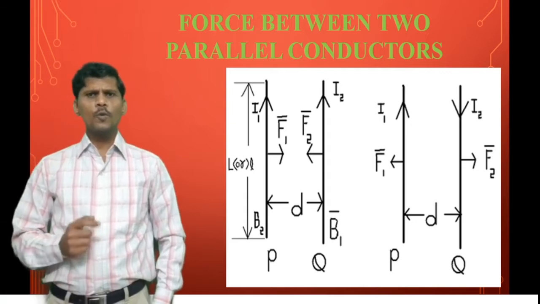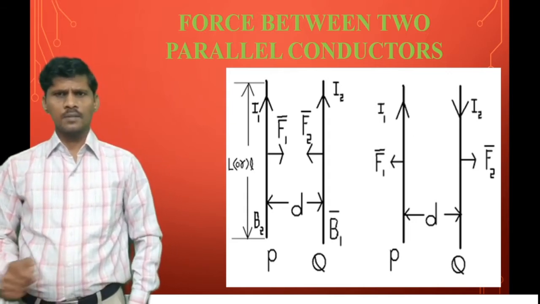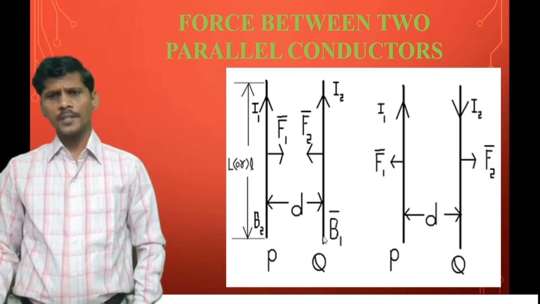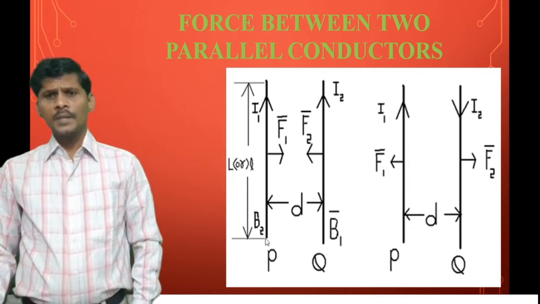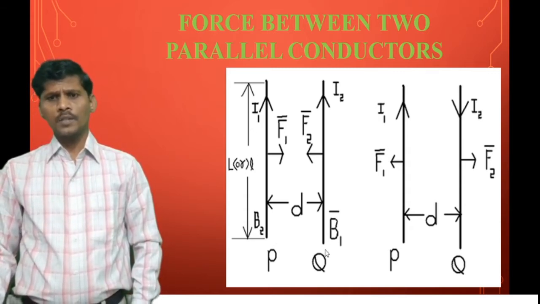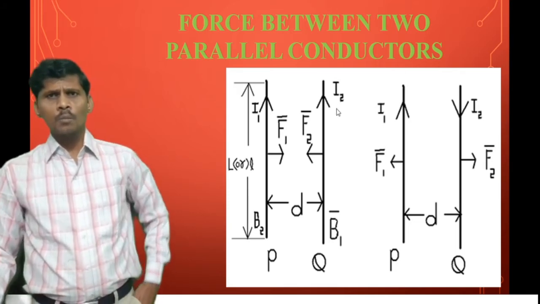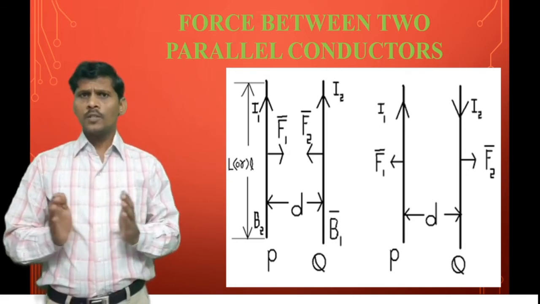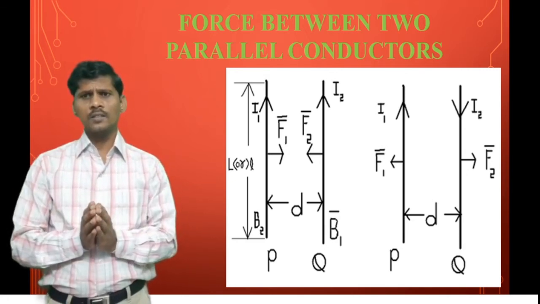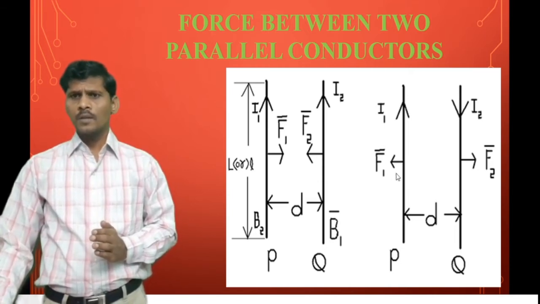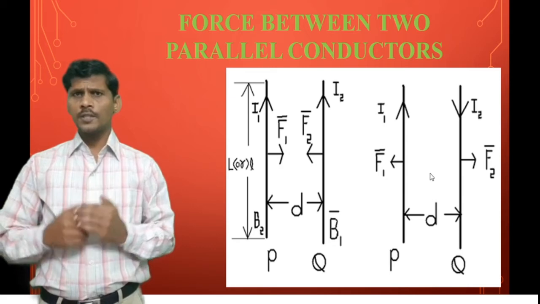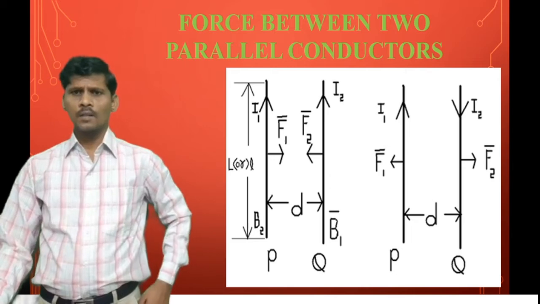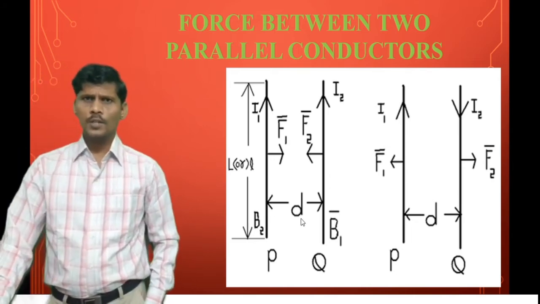The next topic is force between two parallel conductors. Now we consider two parallel conductors separated by d meters. Conductor P carries the current I1 and conductor Q carries the direct current I2. Both the currents are flowing in the same direction, and the force between these two conductors is attractive. In this figure, both the currents are moving in opposite directions, and the force between the two conductors is repulsive. The two conductors are separated by a very small distance d.